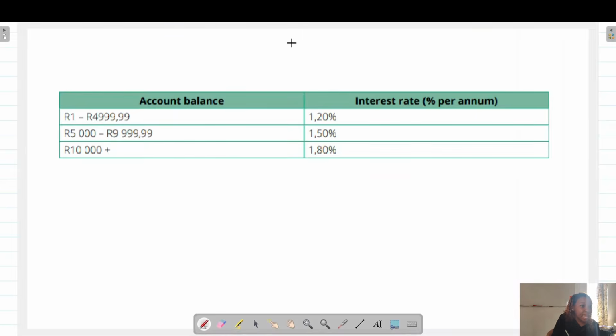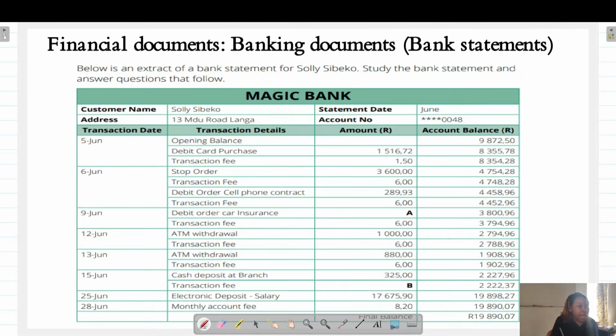Right, so let us have a look at the account or the bank statement. We want to calculate the value of A here. This is the value that we want to calculate. But then how do we get that value A? What do we notice?